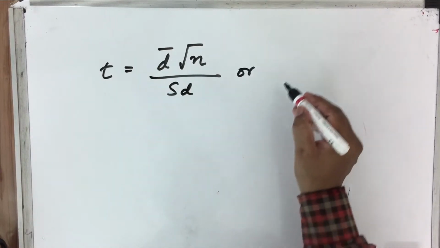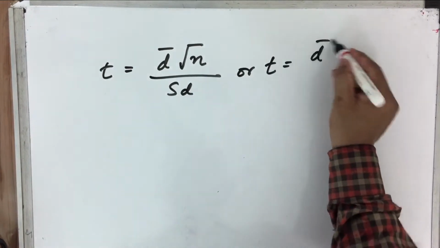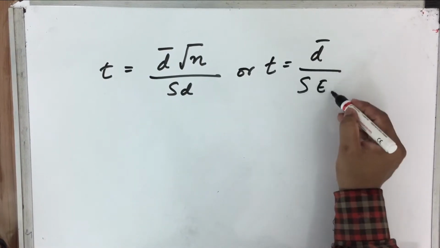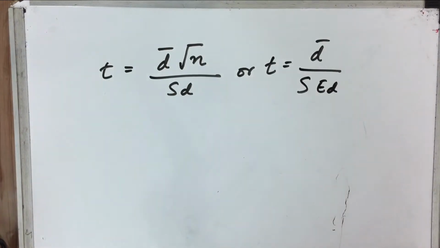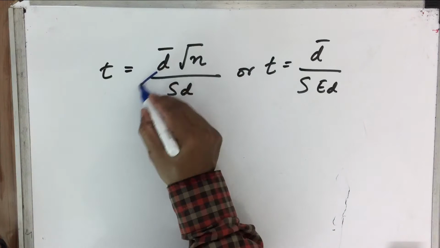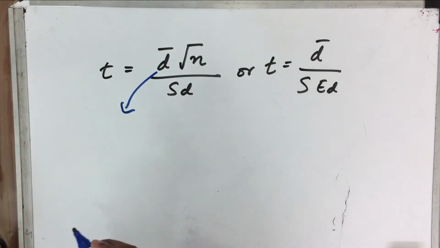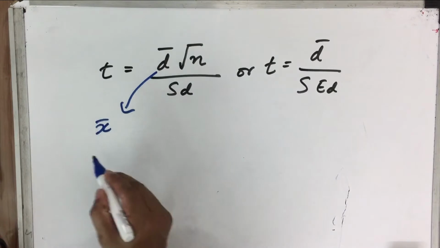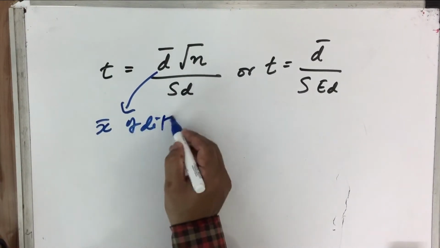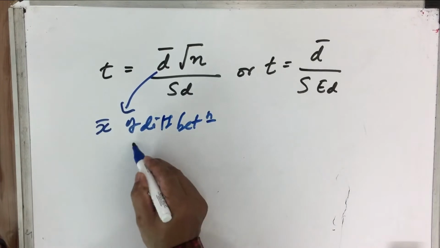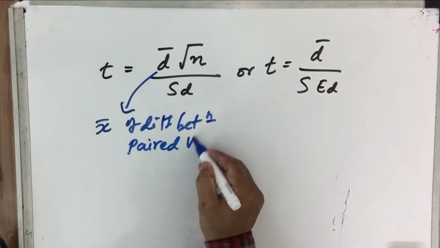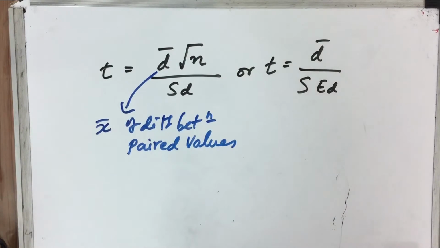There is also an alternate formula, which is the same. T is equal to d bar divided by SED, the standard error of the difference. Now what each of these represents is very important. For example, d bar is x bar of the difference between the paired values. Written shortly, it is the mean of the difference between the paired values.